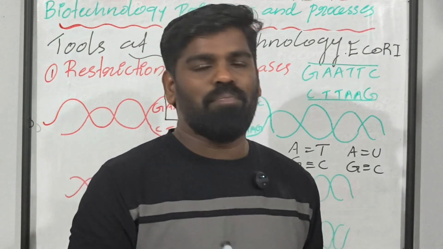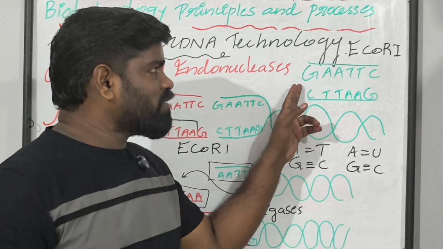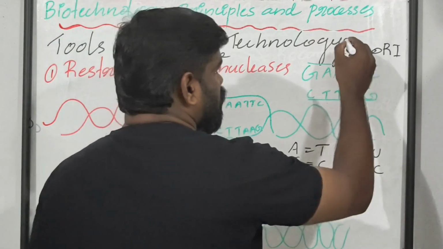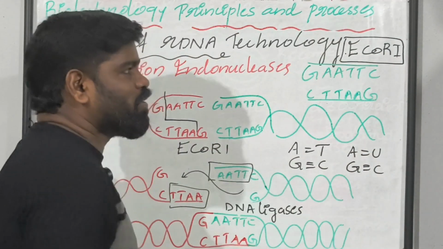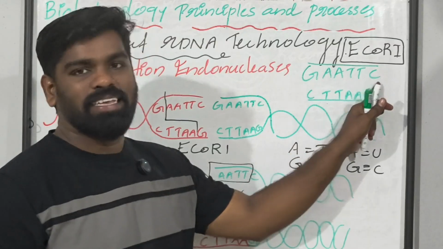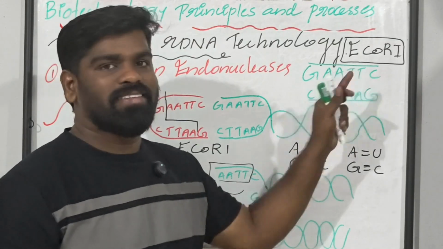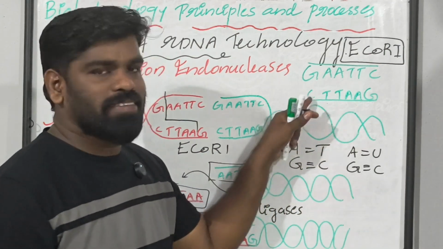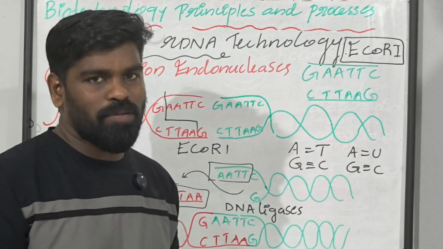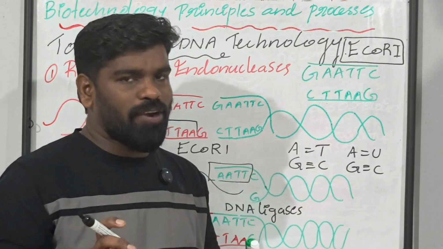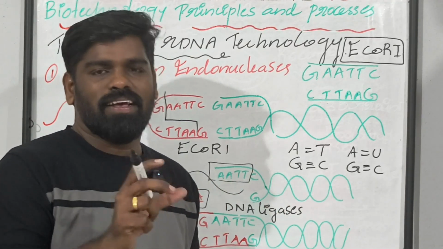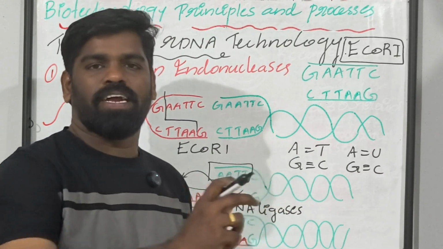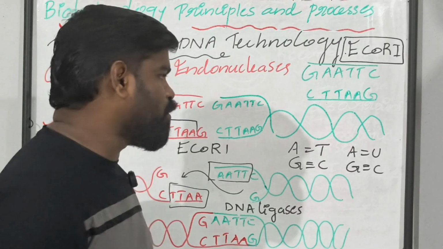Now here, keep in your mind, this is the palindromic sequence of EcoR1. In EcoR1, the palindromic sequence is GAATTC. GAATTC is the palindromic sequence of EcoR1, so keep that in your mind. We already discussed that a palindromic sequence is a six base pair word which is the same when we read forward and backward. So you have to keep that in your mind.